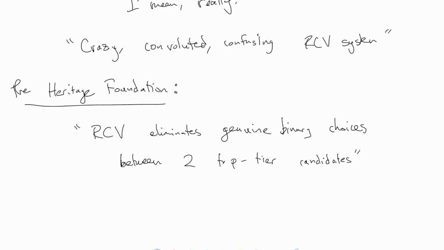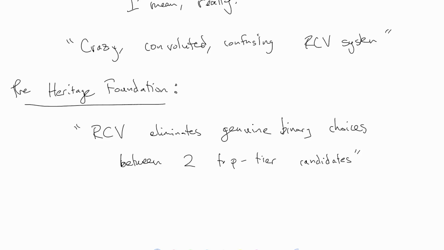Genuine binary choices. Binary means just like one or the other option, right? When you're doing ranked choice voting, you are not just choosing one or the other option. This is true. You are not making a binary choice between two top-tier candidates. Now, the Heritage Foundation says this like it's a bad thing, as if the only way to do voting is just between two options. And I would say that is up to you. I mean, this is not obviously a bad thing, in my opinion.